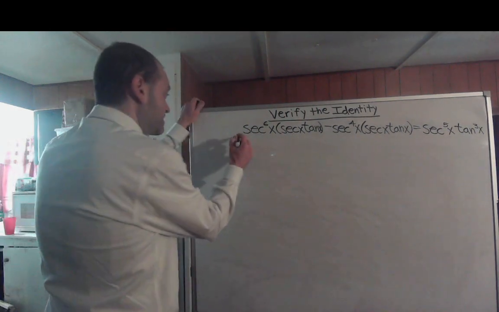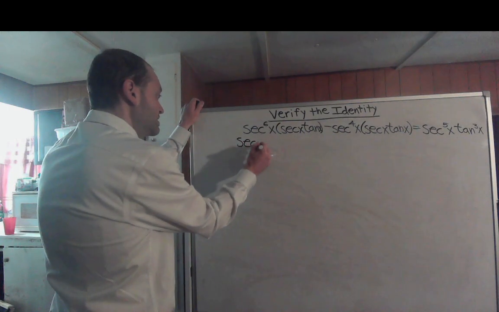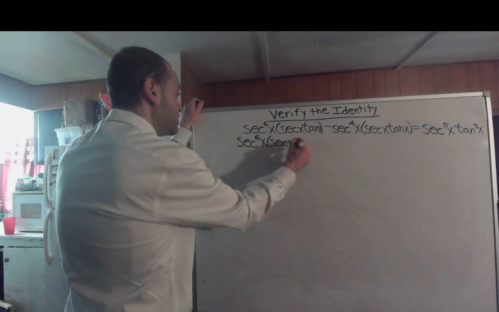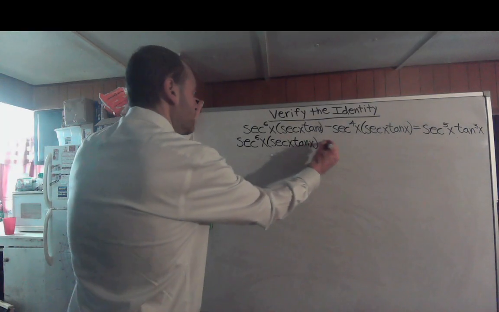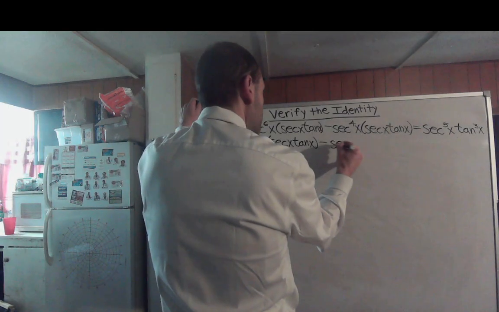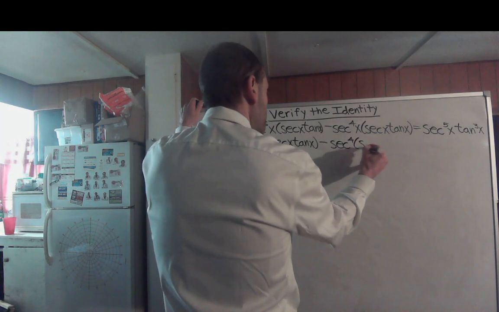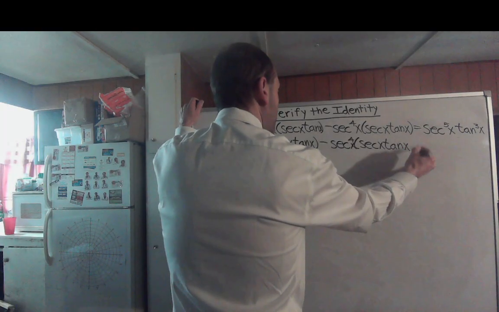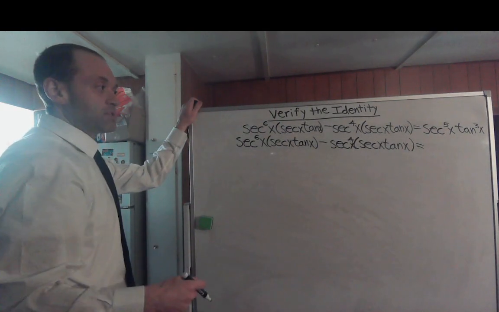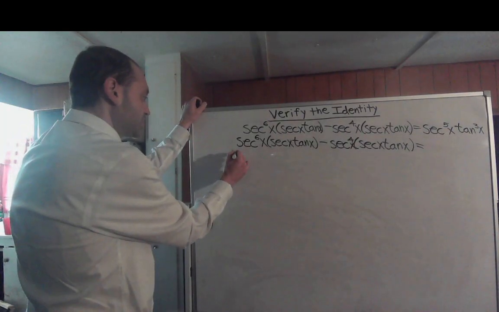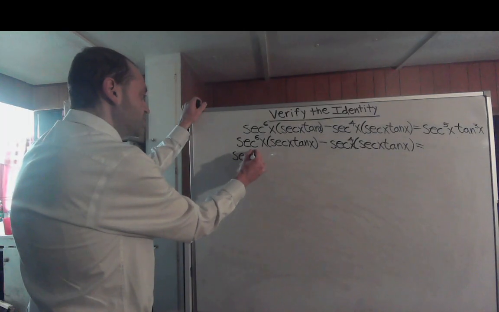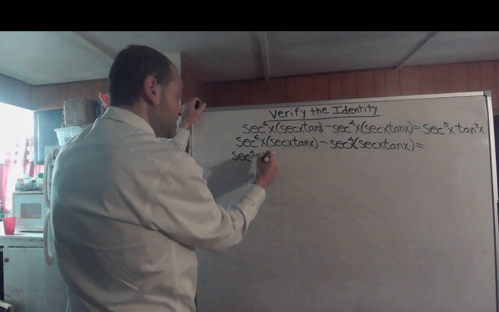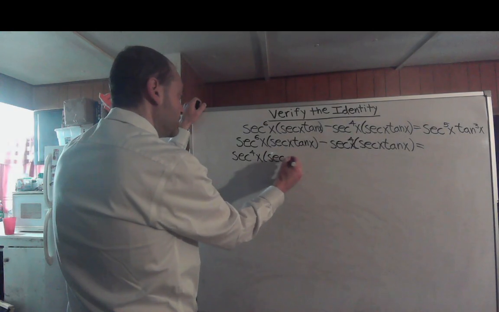Well, let's write out the left-hand side again. So secant 6 of x times the quantity of the secant of x tangent of x minus the secant 4 of x times the secant of x tangent of x. Let's factor. So you're definitely going to have to factor out some common terms. You can start with the secant 4 of x. So this would turn into the secant 4 of x, but what else do you have in common? You have a common secant of x tangent of x.